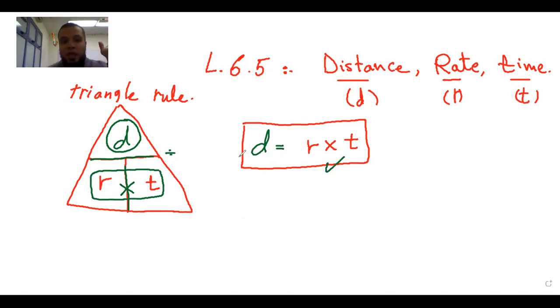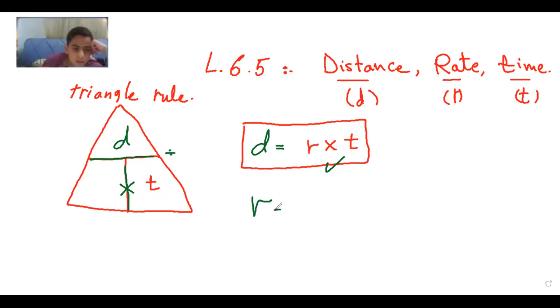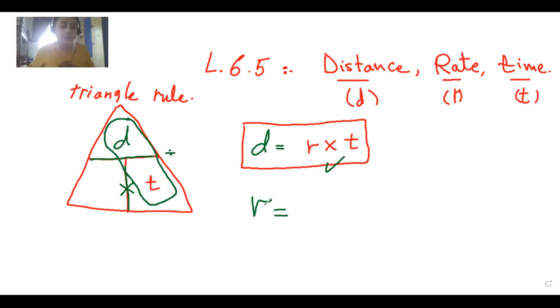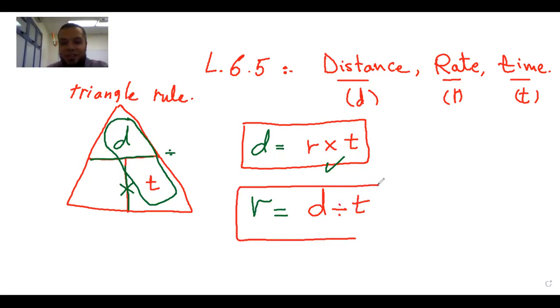Right now, if I ask you to find the rate, what should you do? If I want you to find the rate, I'm going to erase the rate. So what should you do? You will put D and T, and divide D by T. That's right. So this is the formula of the rate. If I ask you to find the rate, or find the speed like this.